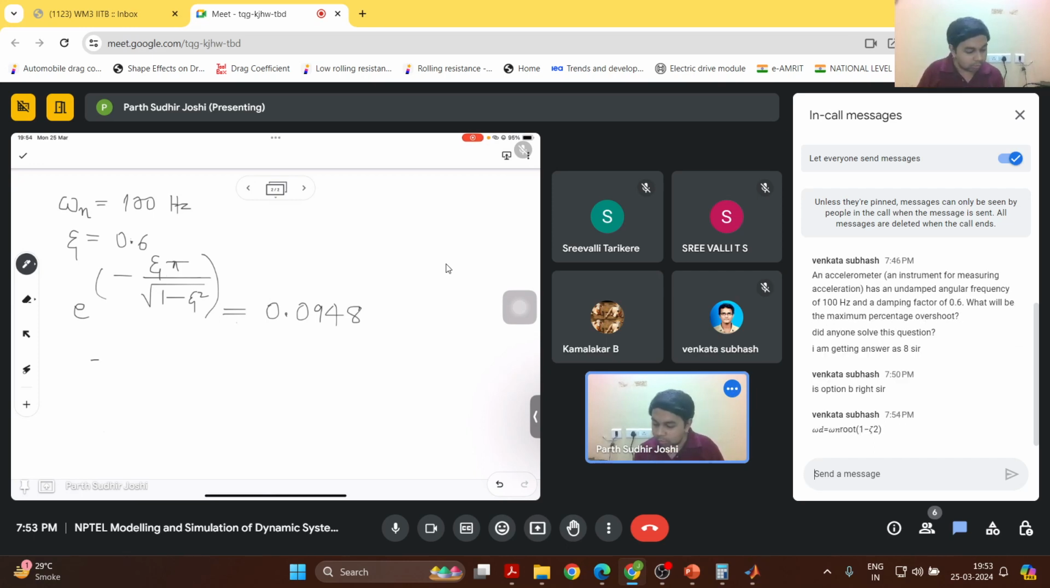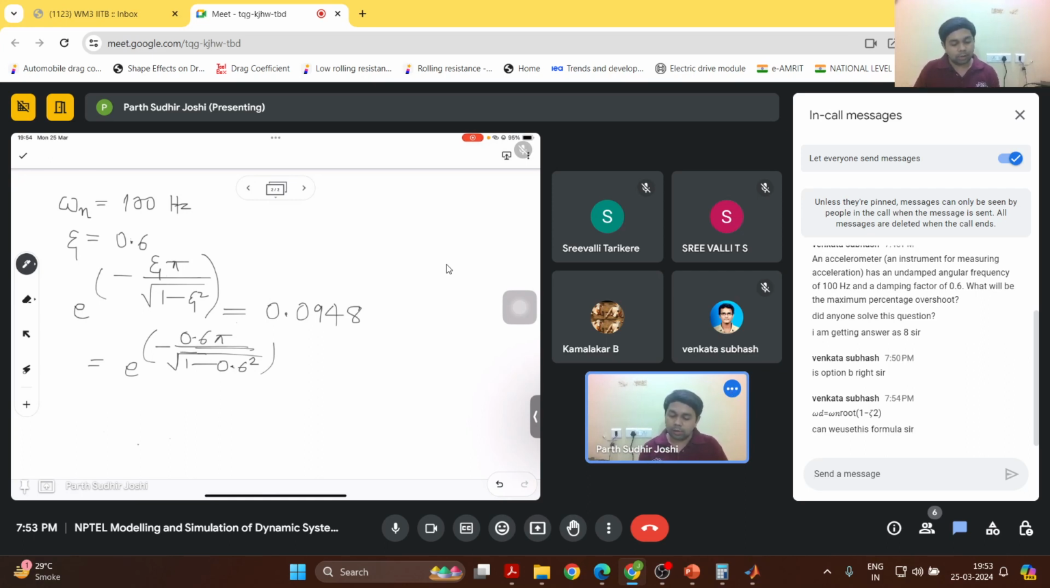So it will be basically e to the power minus 0.6 pi upon square root of 1 minus 0.6 square. So just check whether the calculation is correct. It's basically 9.48%. That's what I'm getting. So is this calculation correct?